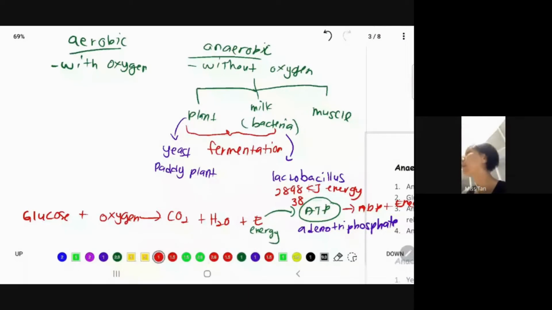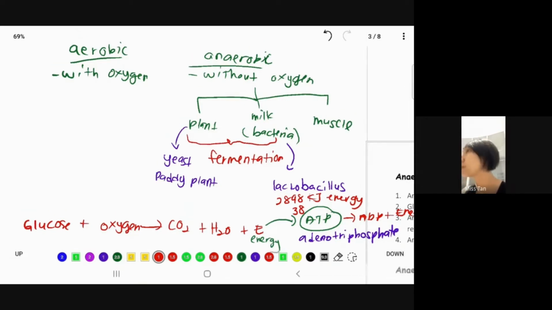It also can happen in plant, because in order to survive they will temporarily convert the glucose into something. If you are talking about yeast, they will convert glucose into ethanol and carbon dioxide. You must remember the equation: ethanol plus carbon dioxide. The one that happens in muscle has no carbon dioxide, only lactic acid and energy.